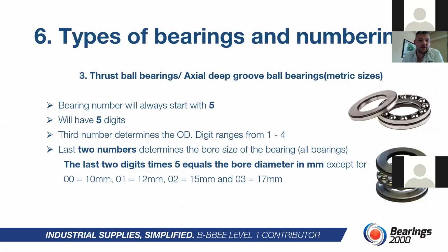Going on to the thrust ball bearings or axial deep groove ball bearings. I know some people also know them as 3-piece bearings. The number will always start with a 5, and it will have 5 digits. That's why it's important, because if it only has 4 digits, it's the double row angular contact. So it will have 5 digits, and the third number determines the OD, and again the last 2 numbers determine the bore size of the bearing.